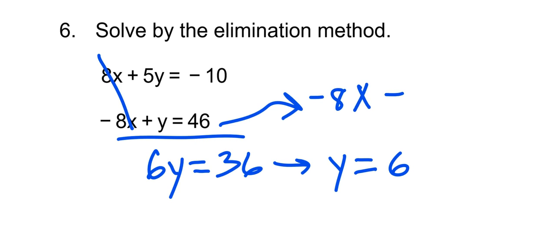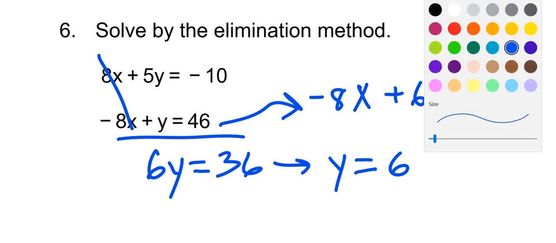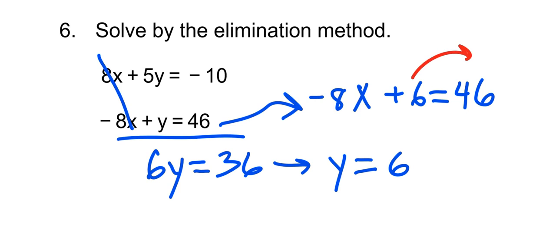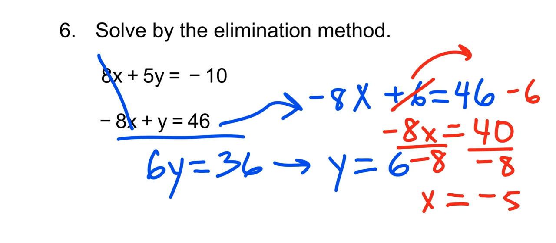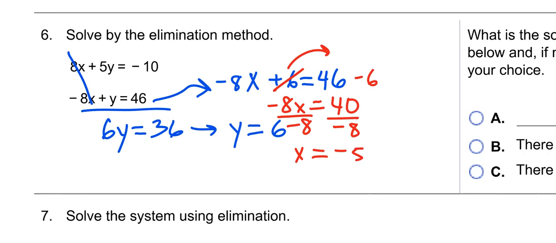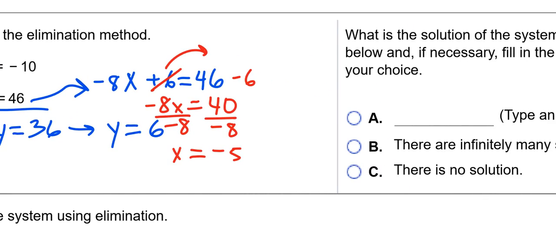Negative 8x plus 6 equals 46. Okay, and then you start with the subtract 6 to the other side. Negative 8x equals 40. And what do we get for 1x? Negative 5. So, final answer? Negative 5, 6, yep.